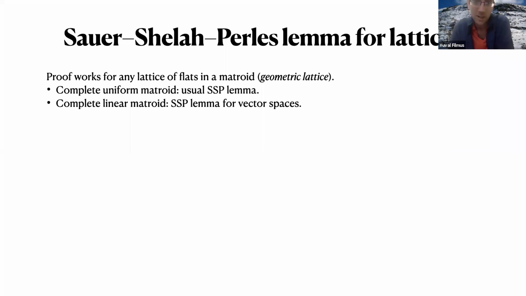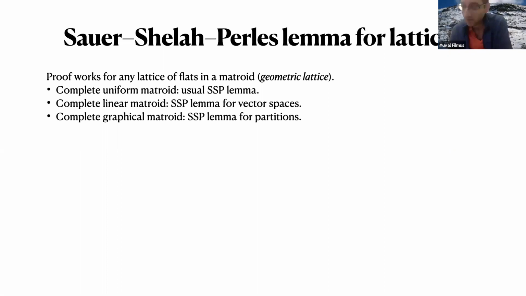Here are some examples. If you start with the uniform matroid, then you get the usual Sauer-Shelah-Perles lemma. If you start with the linear matroid, then you get the q-analog. And if you take a graphical matroid, then you get some sort of result for partitions, which is a bit awkward. But this thing actually doesn't work for every lattice, and we'll see an example in a minute.